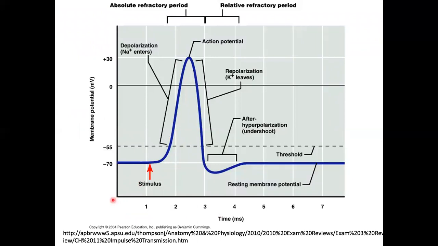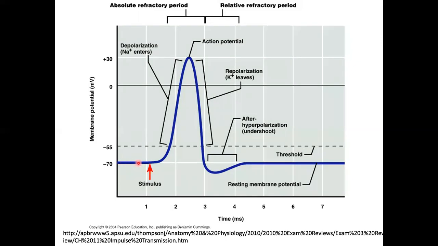Here's your time in milliseconds. Here's your membrane potential in millivolts, right? This is negative 70. So this nerve is in resting membrane potential. I like to think of this as on standby. So you turn your computer on, your computer's in sleep mode, it's still on, but it's just waiting for you to move the mouse or hit the keyboard. And so this is the same thing as a nerve.